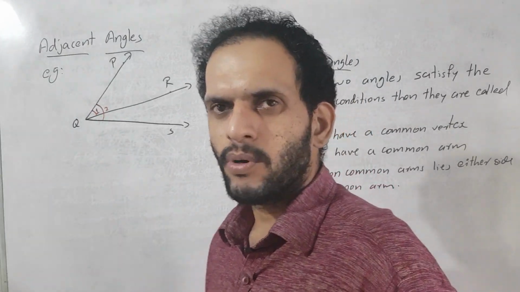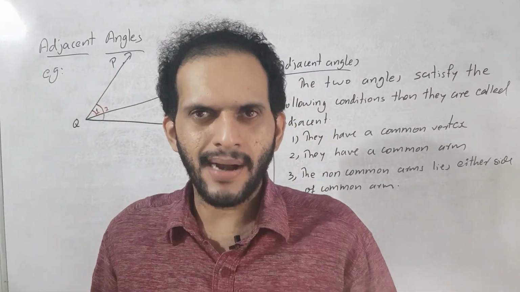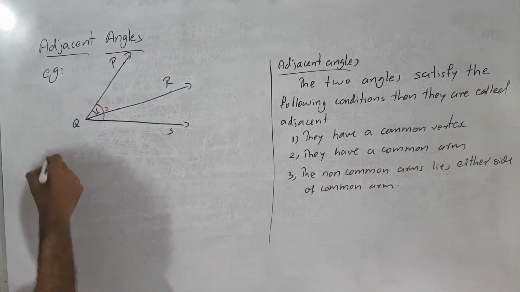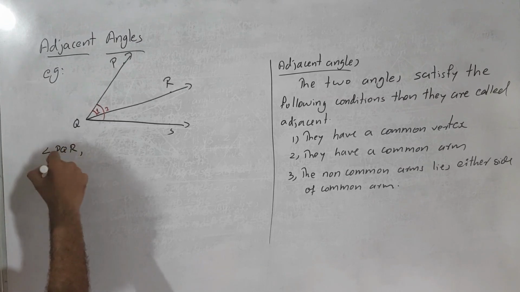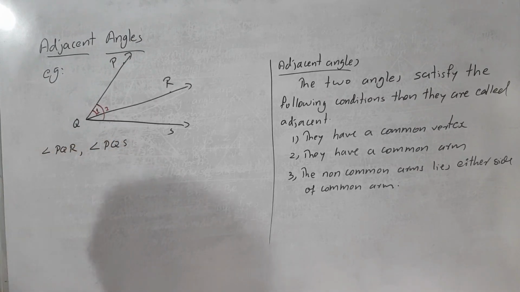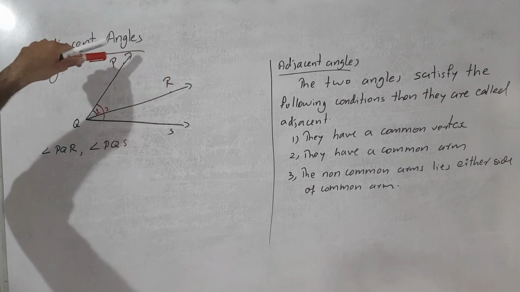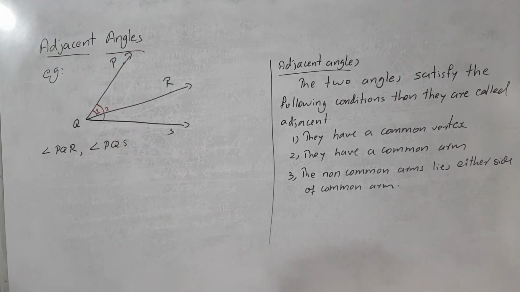Then we check whether these two angles are adjacent. We are considering angle PQR and angle PQS. Then we think about whether they are adjacent, PQR and PQS.